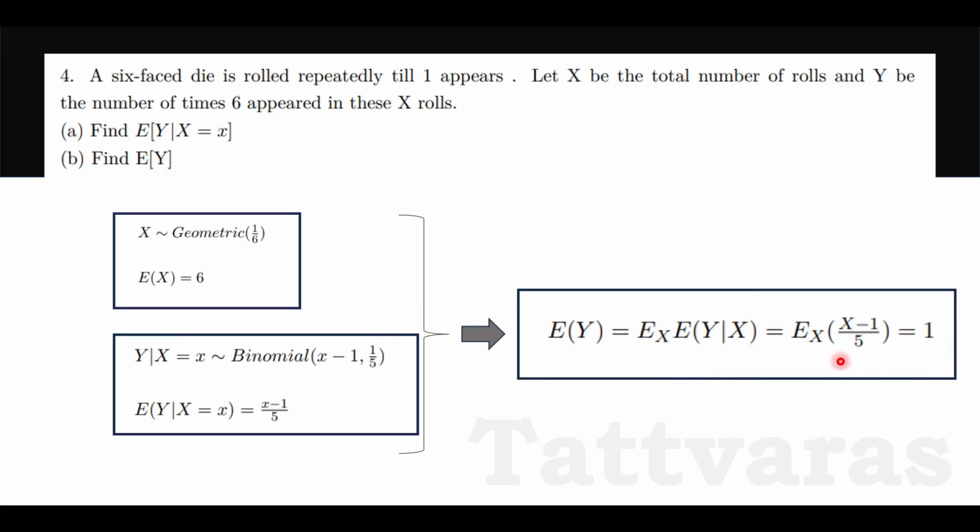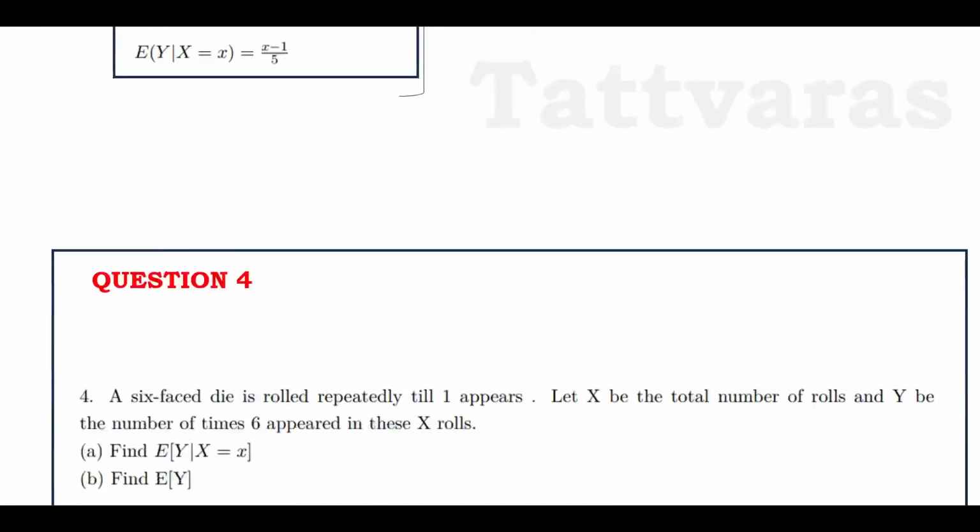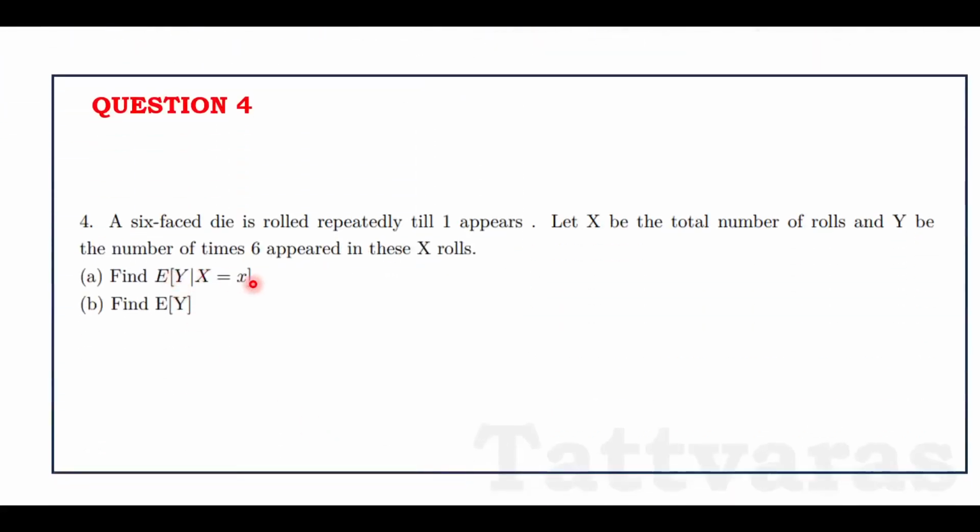Okay. So that is what exactly we are doing here. We are taking the expectation with respect to X. We know the expectation of X and let us put it here. So what is the final value that we are left with? It is 1. Okay. We have both our answers and it is solved. Expectation of Y given X is (X minus 1) by 5 and expectation of Y is 1.